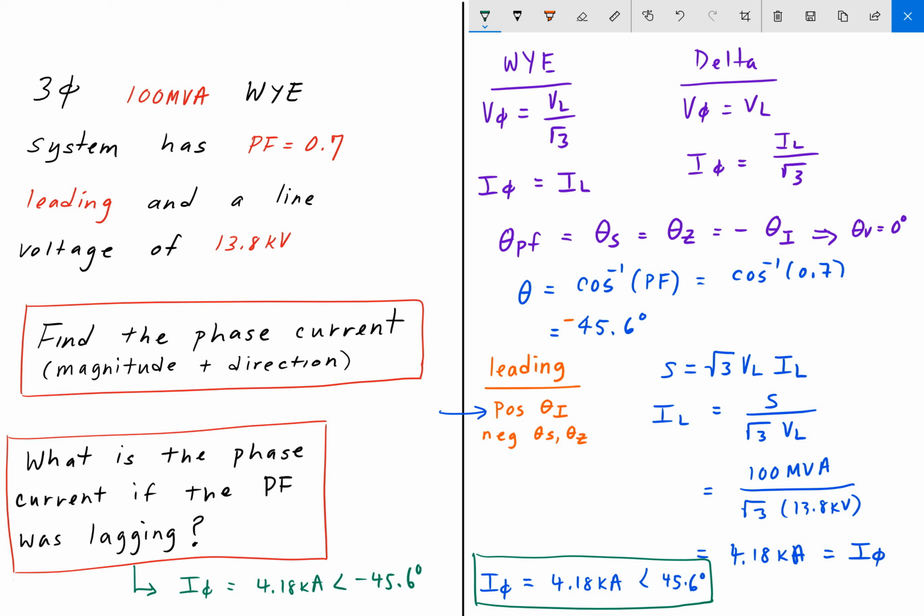So this leading versus lagging thing, magnitudes always stay the same and just angles change. And they're always going to follow this relationship here.